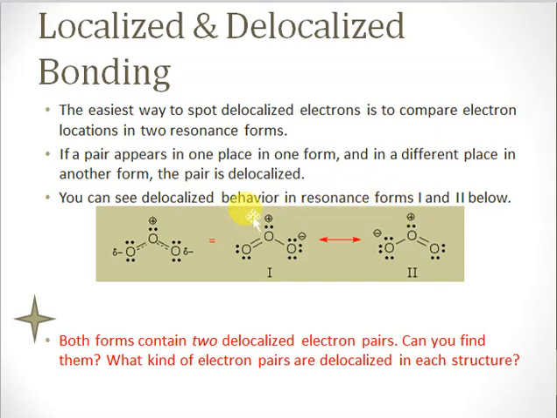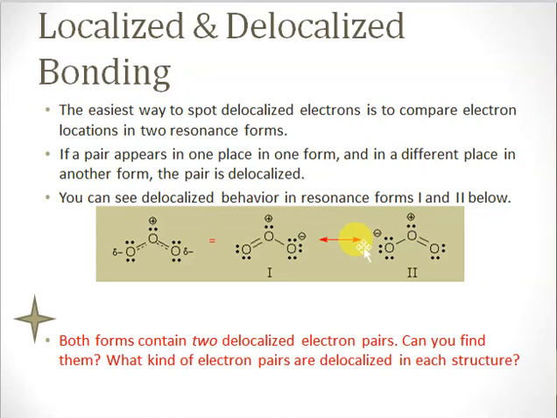And if you want to see the delocalized, just say, okay, this pi bond is here, but in the other structure it has moved here. So this pi bond is delocalized. Similarly, if you see the lone pairs of electrons, here we have 3 lone pairs, and here we have 2 lone pairs in the structure, and here 2 lone pairs and 3 lone pairs. It means one of the lone pairs is delocalized and one of the pi bonds is delocalized, right?